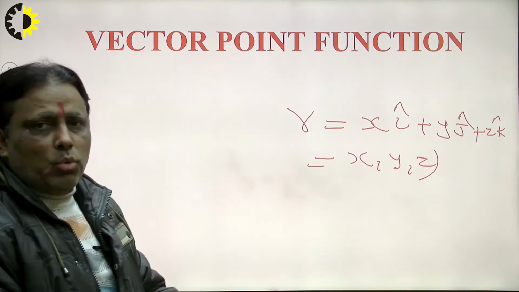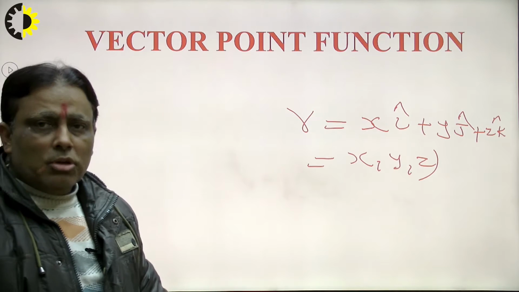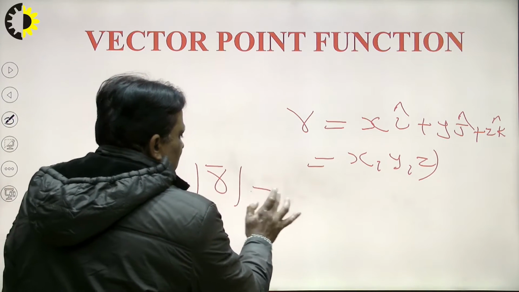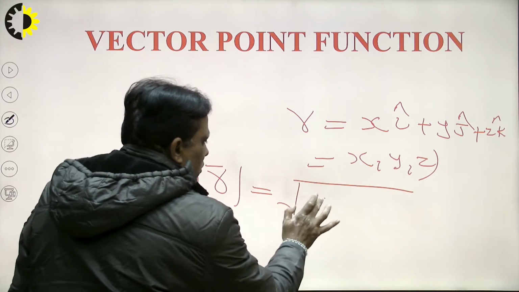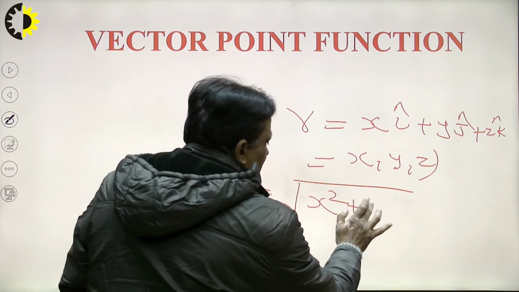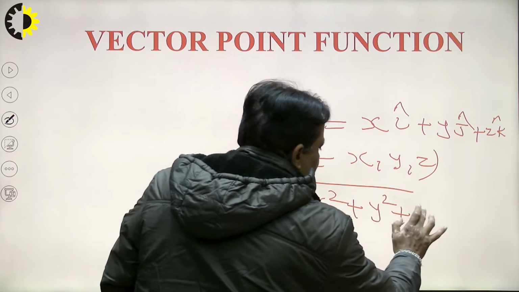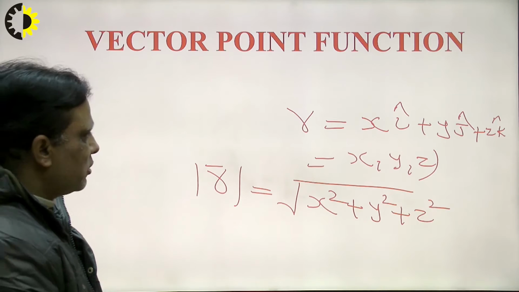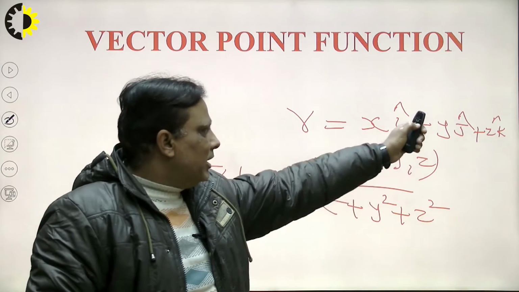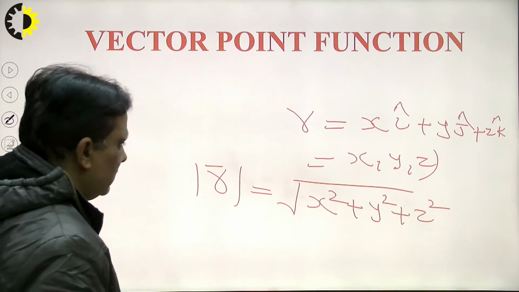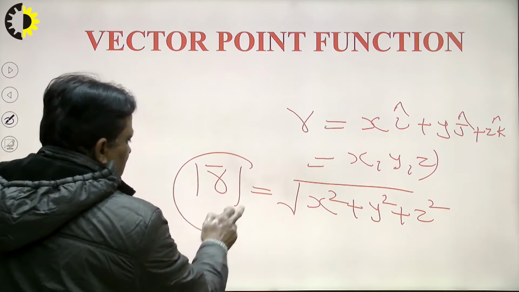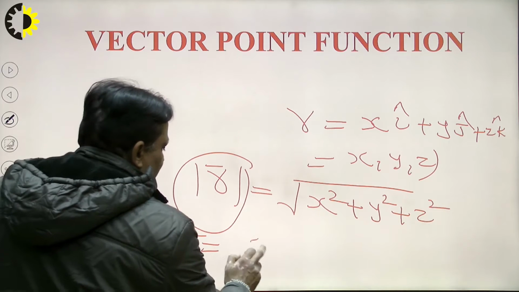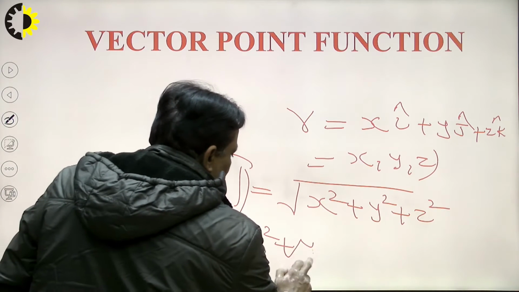Suppose I want to calculate the modulus of this vector. The modulus of this vector is equal to the square root of x square plus y square plus z square. Students, keep this in mind when solving problems: x square plus y square plus z square, the component of i squared, component of j squared and component of k squared. Suppose the modulus of this vector is r, so r square is equal to x square plus y square plus z square.